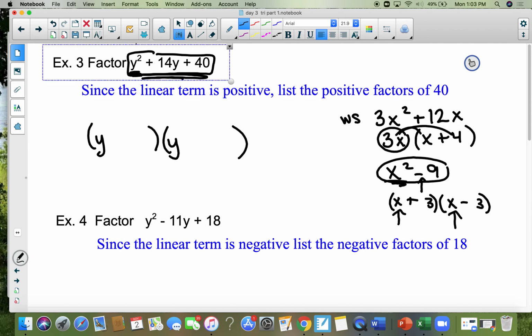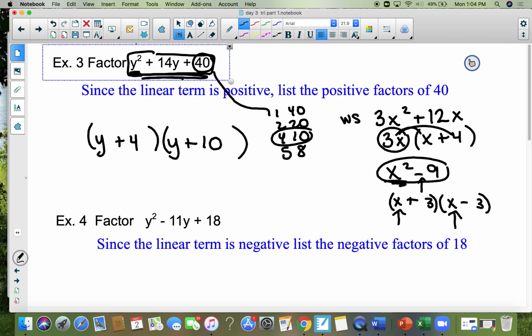But now you're trying to figure out, you have to list all the factors of 40. So 1 and 40, 2 and 20, 4 and 10, 5 and 8. And one of those adds up to 14. Which one of those adds up to 14? This one adds up to 14.